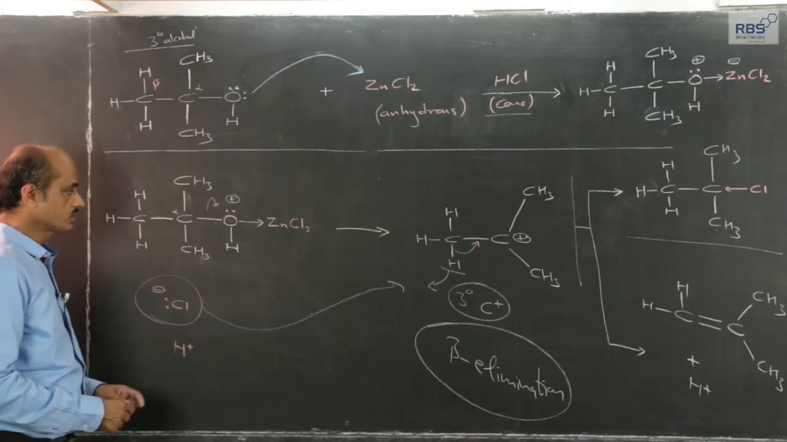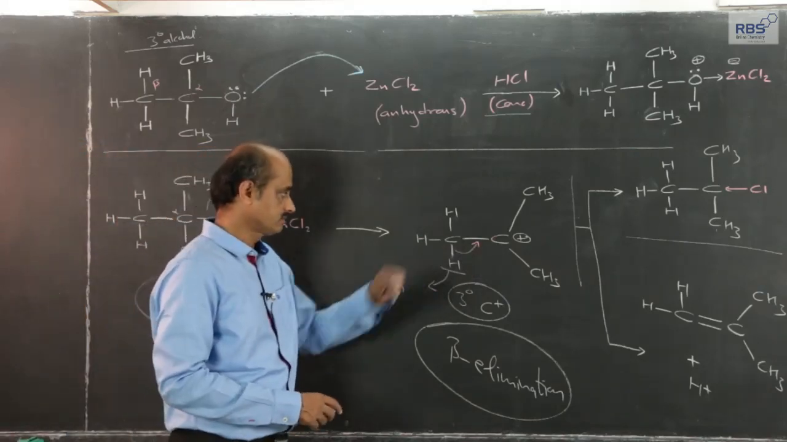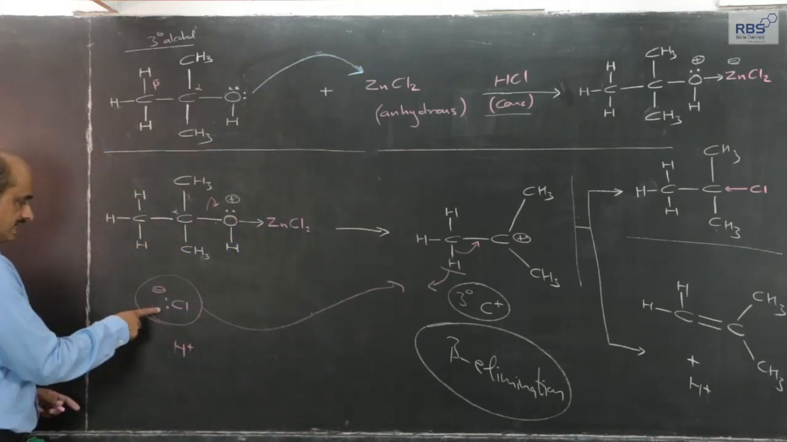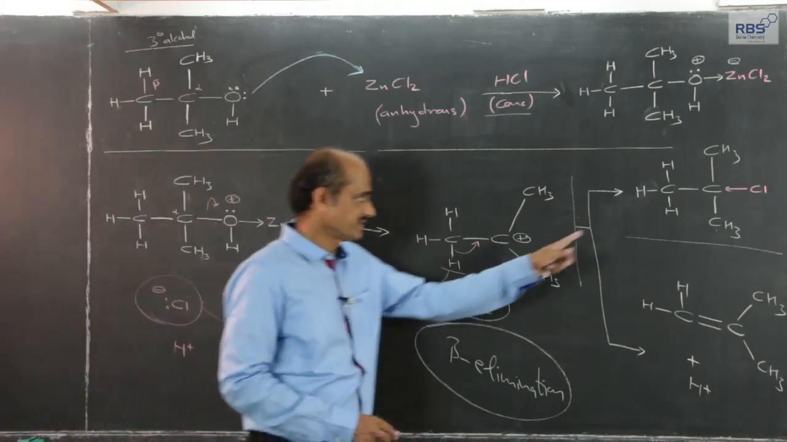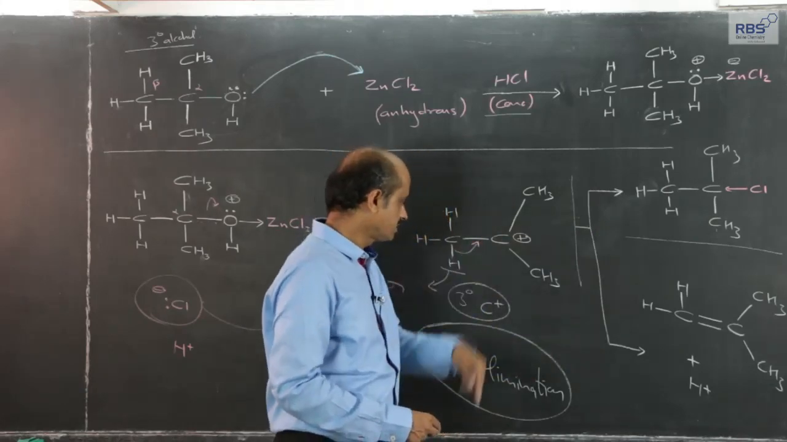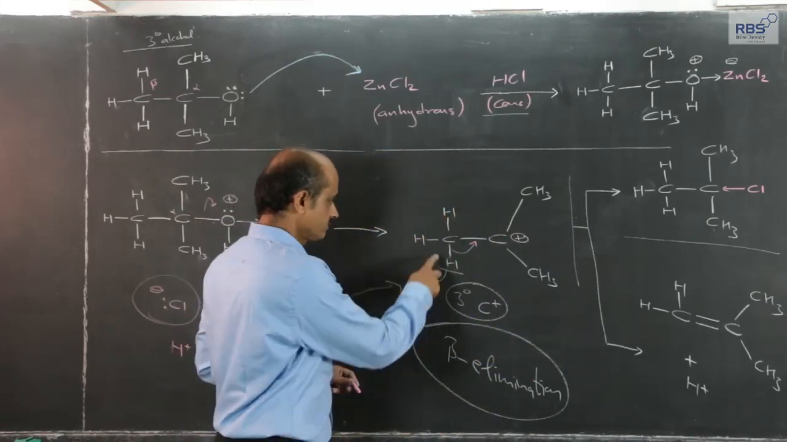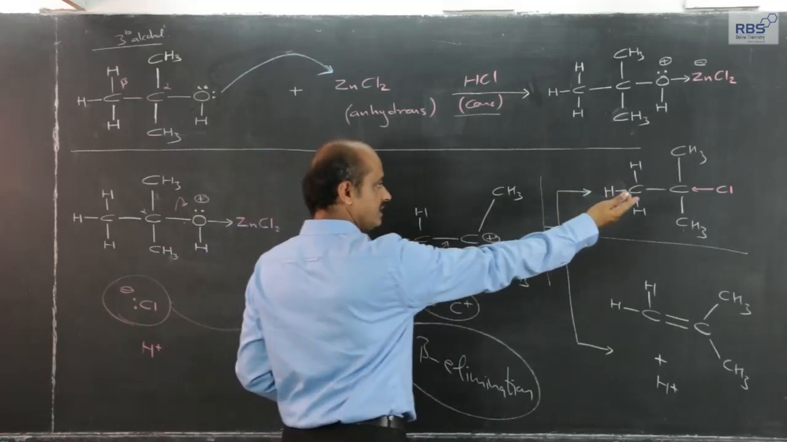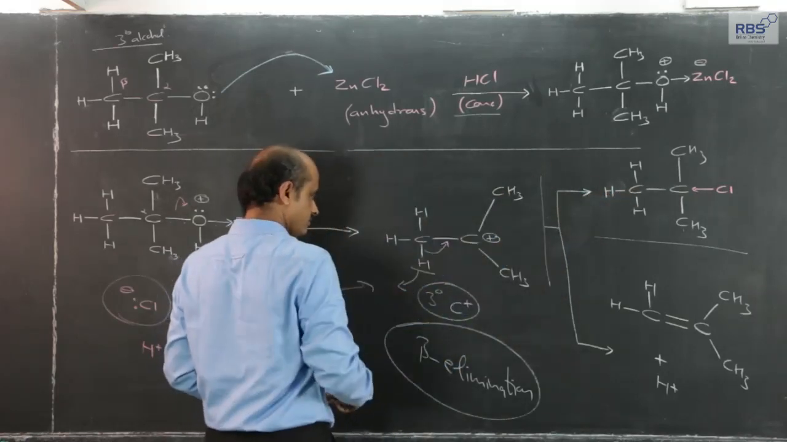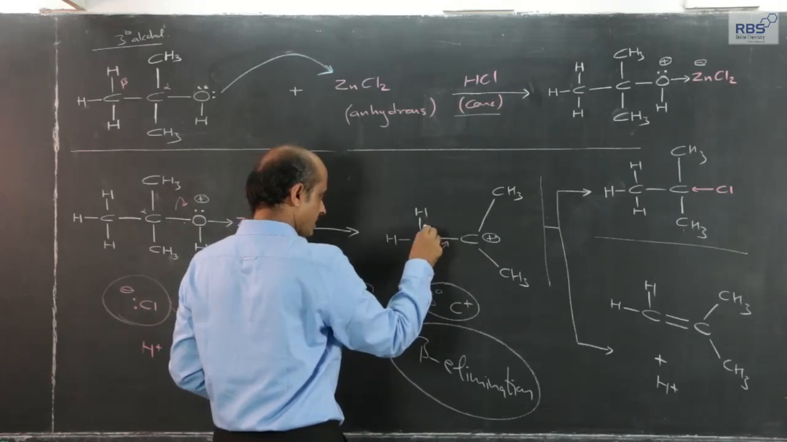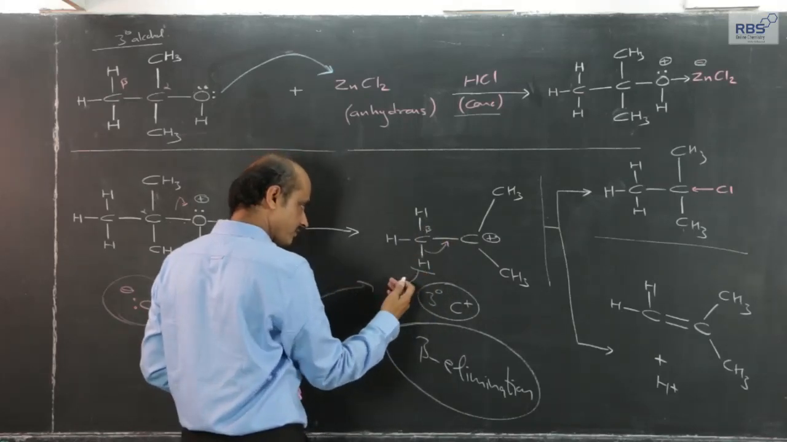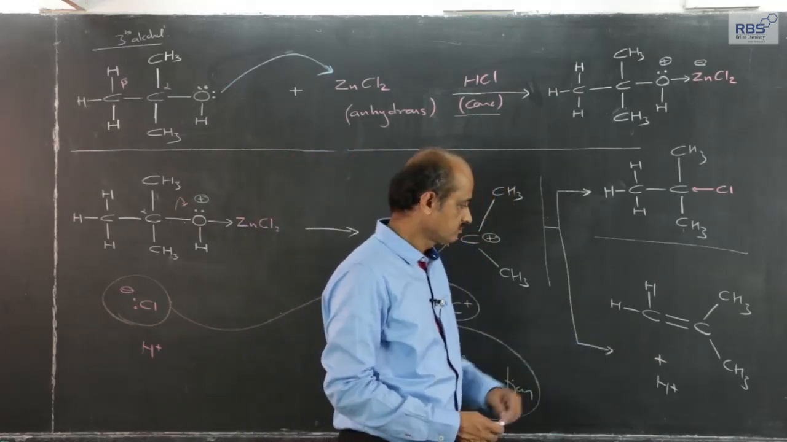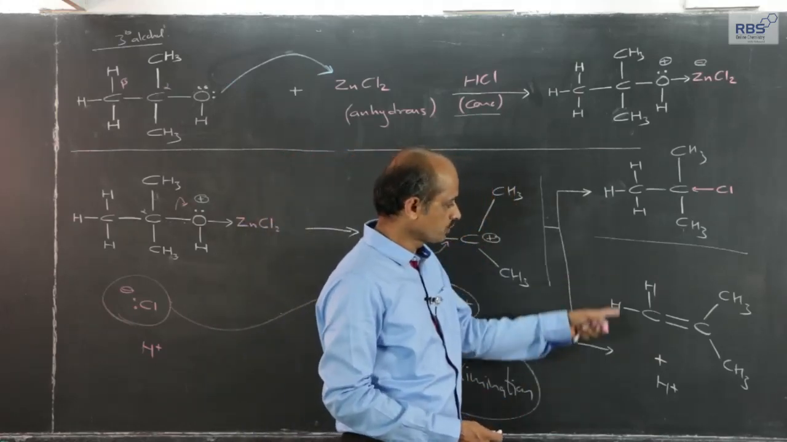The point is, because of the greater stability of carbonium ions, what we expect is the attack of Cl minus ions, and it is there. Earlier the OH group was present here, now Cl will get attached as expected. But in addition to that, from the beta carbon the hydrogen goes out in the form of H plus and a double bond is formed, an elimination reaction.